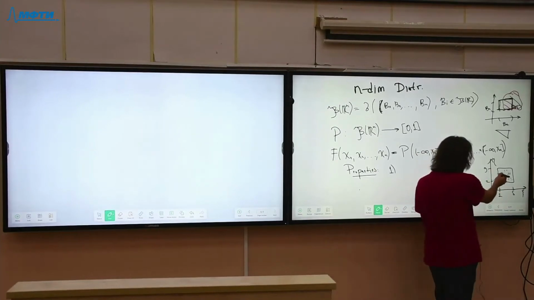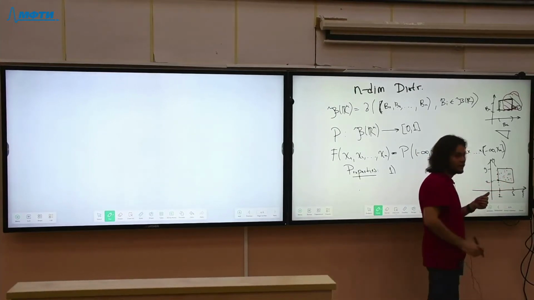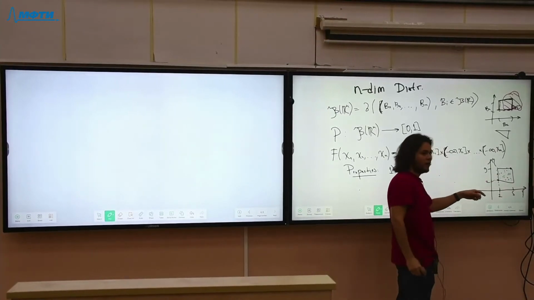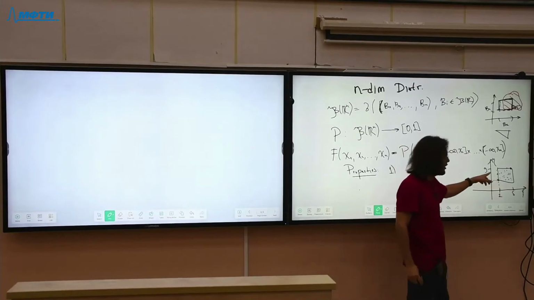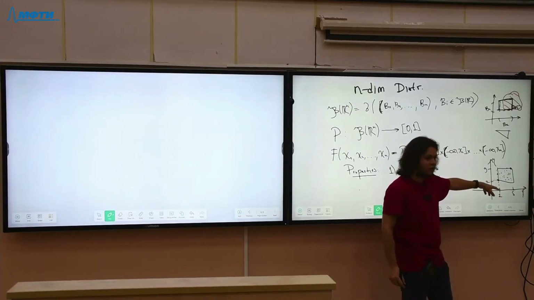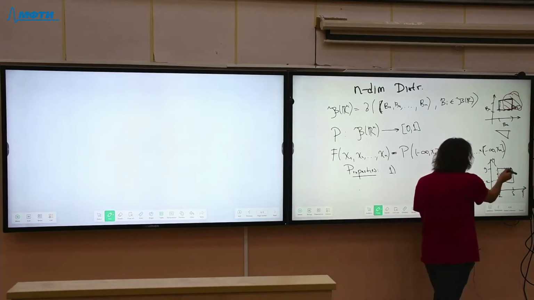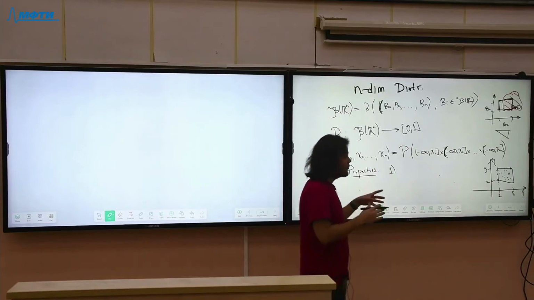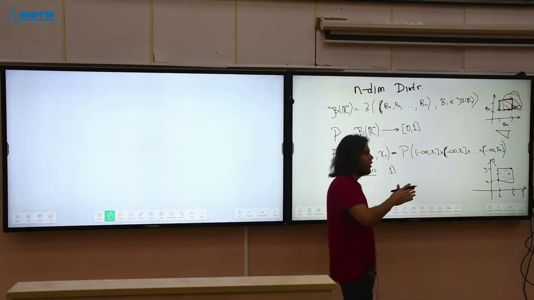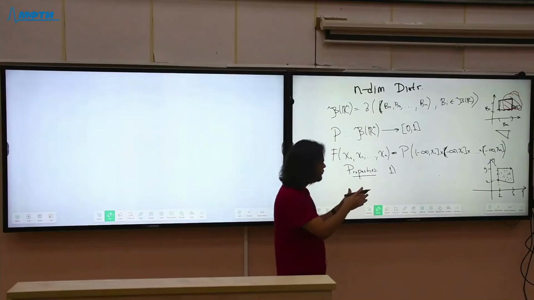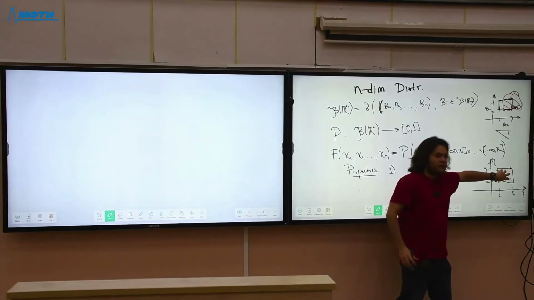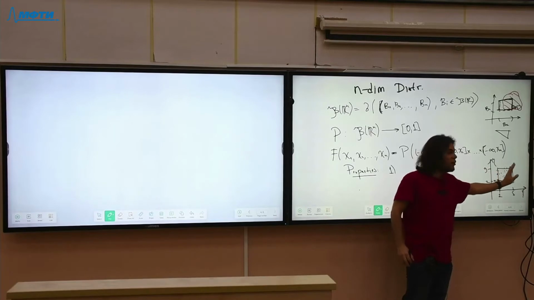So each of these points is good for us, because, for example, in this point, how many boys are there? There are 5, and there are 9 girls. So this point is good, right? And every point in here is good. So if we want to find the probability that there are from 1 to 5 boys and from 2 to 9 girls in the group, it is the area of this, right?